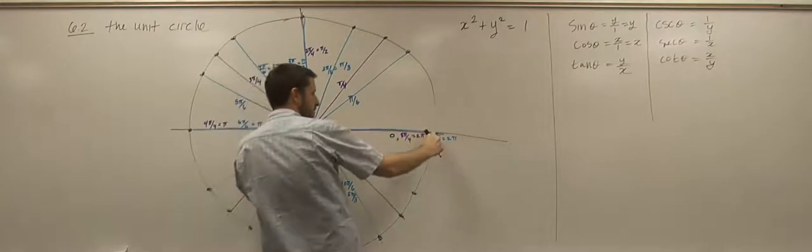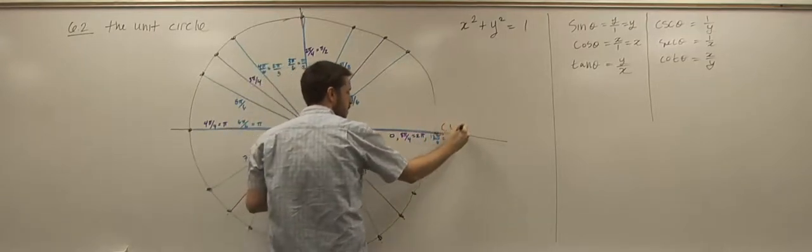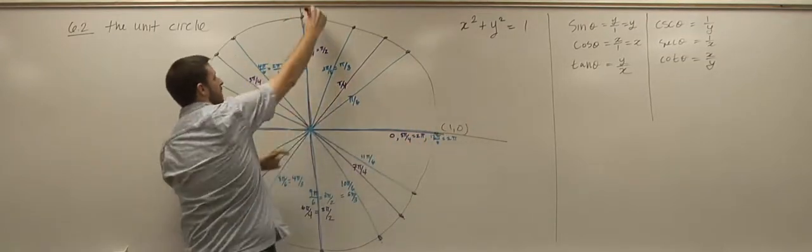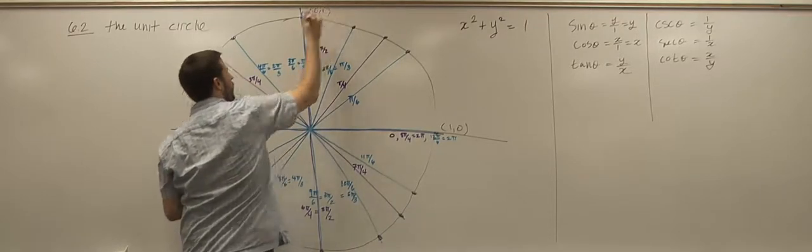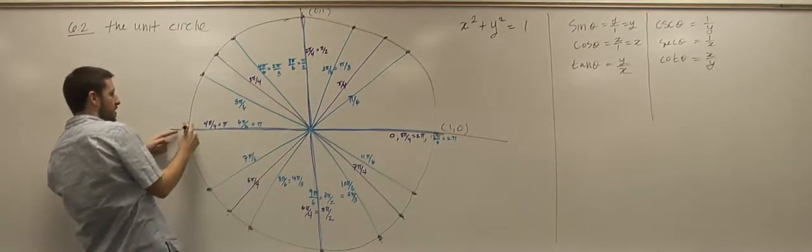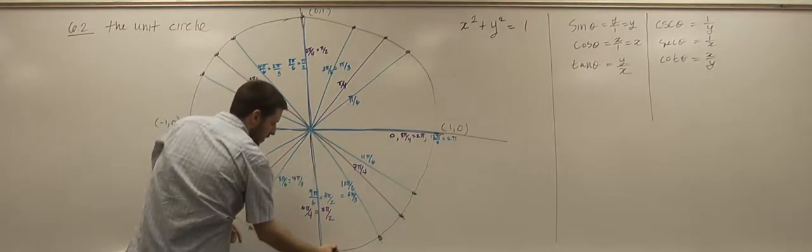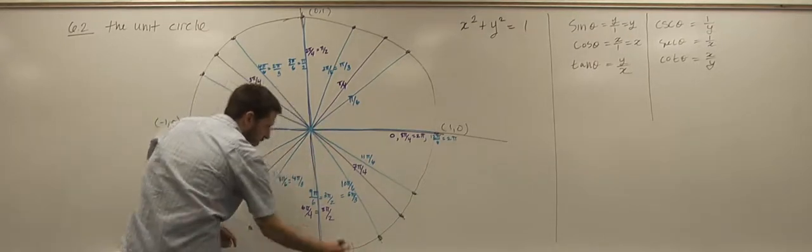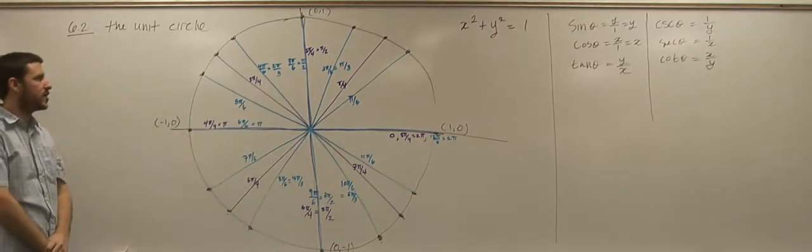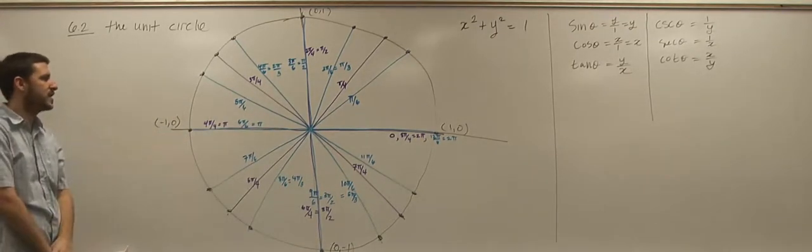Because it's radius 1, this is 1, 0. Because your circle's radius 1, this is 0 on the x, 1 on the y. Radius 1, but to the left, negative 1, 0. Radius 1, but down, 0, negative 1. Okay, so those are all of your points on the axes.